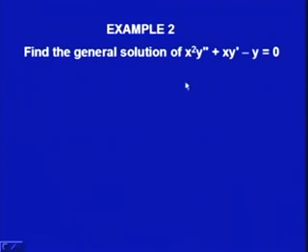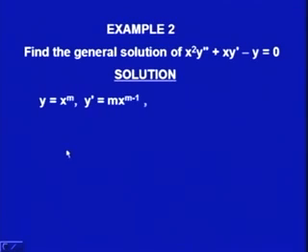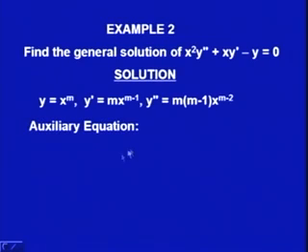Example 2. Find the general solution of x square y double dash plus x y dash minus y is equal to 0. Again we will go with the same kind of function, that is y is equal to x to the power m, y dash as m times x to the power m minus 1, y double dash as m into m minus 1, x to the power m minus 2. Substituting this in this equation and finding the auxiliary equation, we could see that the auxiliary equation should be m square plus (a minus 1) m. Here a is 1, so a minus 1 would be 0. So, I would be getting the auxiliary equation as m square minus 1 is equal to 0.